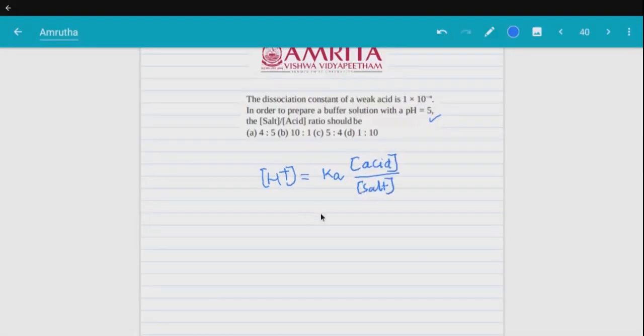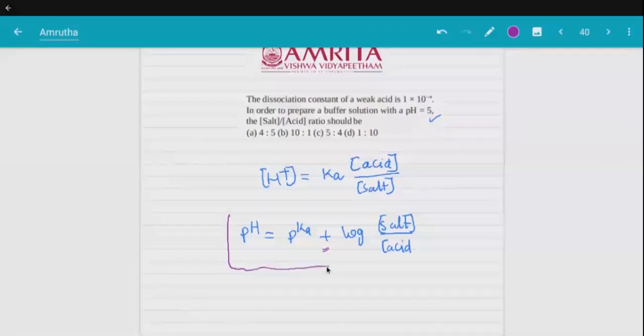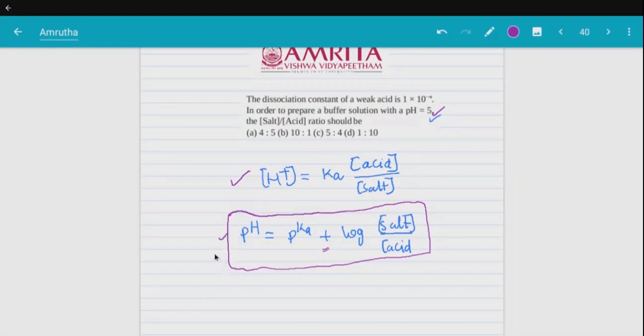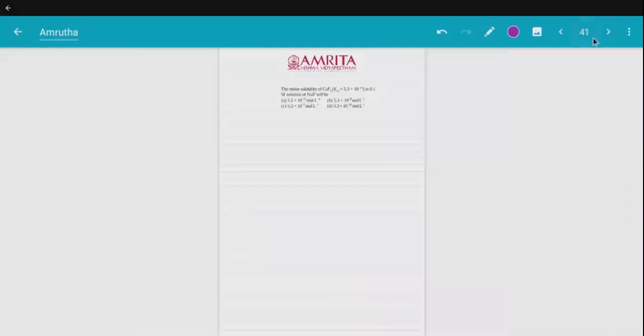Now what you can write, if you take negative logarithm, pH equals pKa plus log salt by acid. Just applying logarithm on both sides, this will be reversed, because I have used plus. Negative logarithm you apply on both sides. Log A into B: log K is one term, the acid by salt ratio is another term. Just substitute this because pH is directly given. If pH is given, use this equation. So very simple question, right? Got it? Next question.